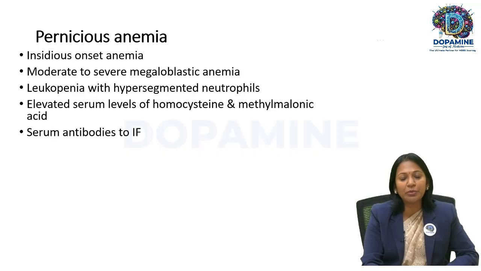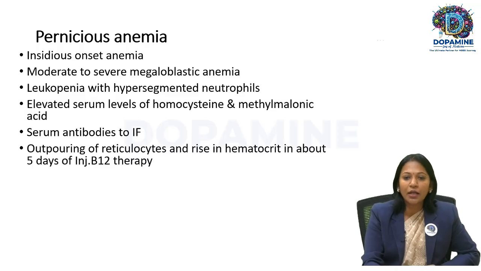So this assay is very much available. You can order for serum antibodies to intrinsic factor, which will give you the diagnosis of pernicious anemia. And when you treat the person, there will be outpouring of reticulocytes and hematocrit will be elevated within 5 days of vitamin B12 therapy in these particular patients.